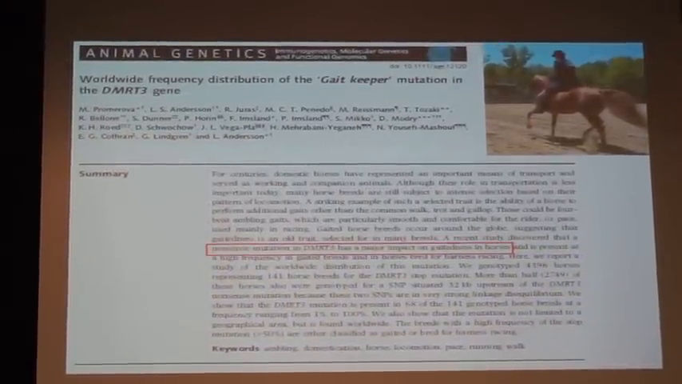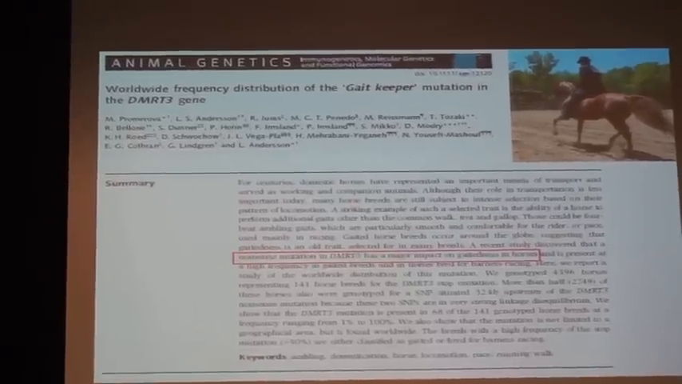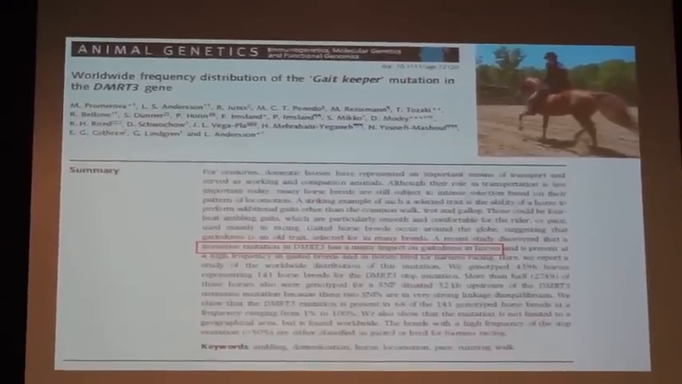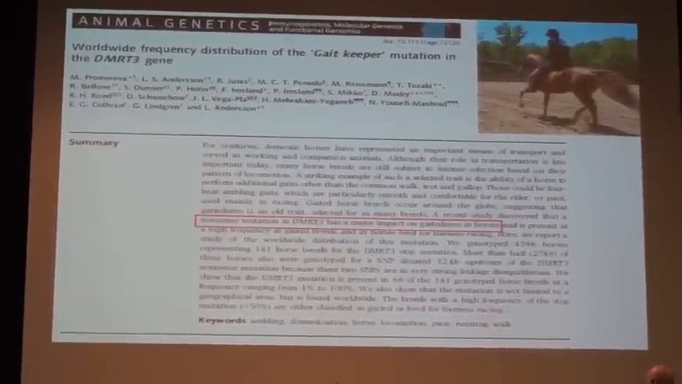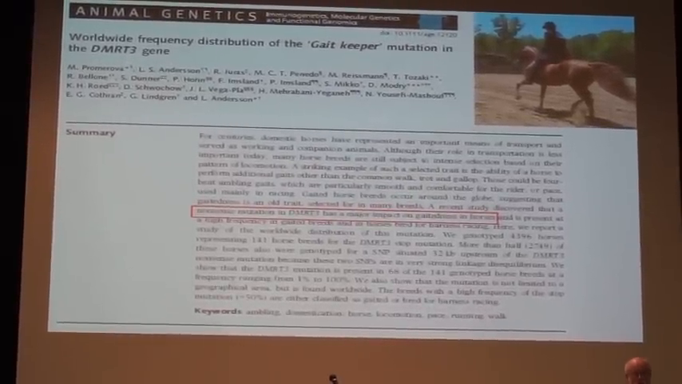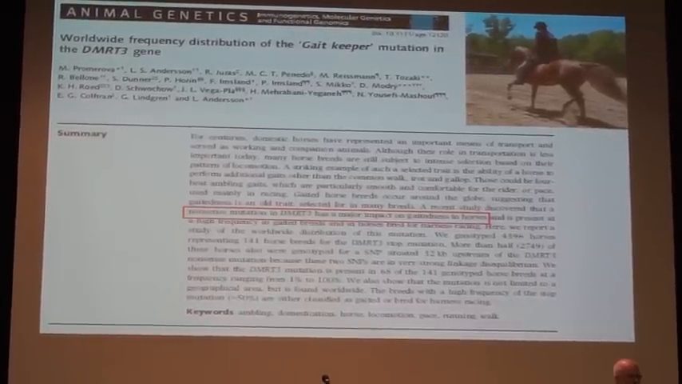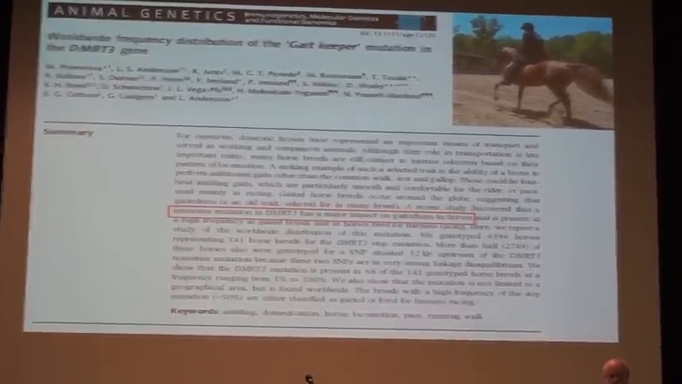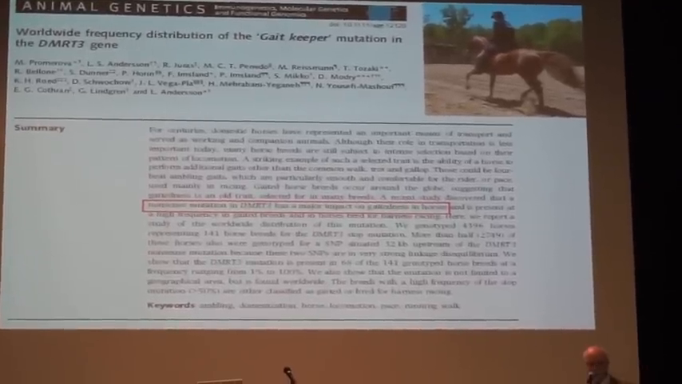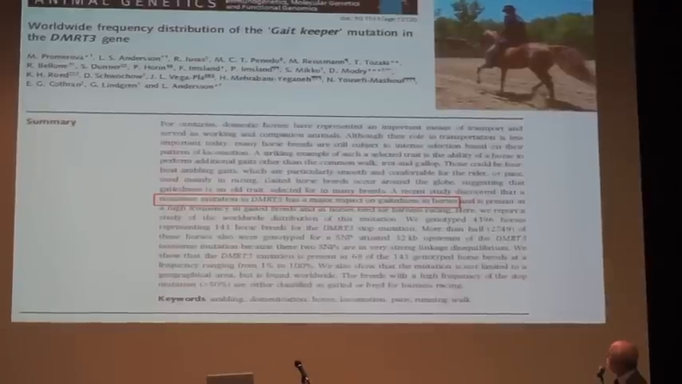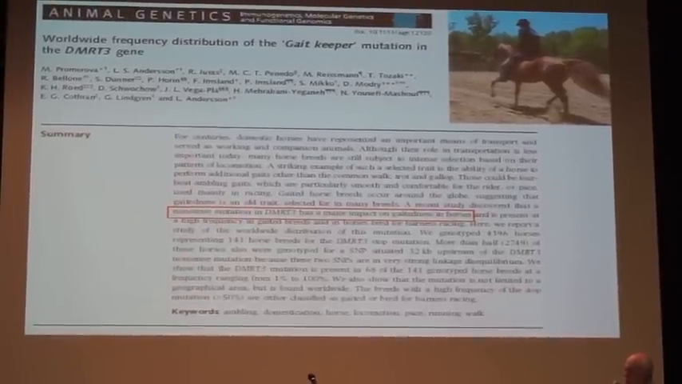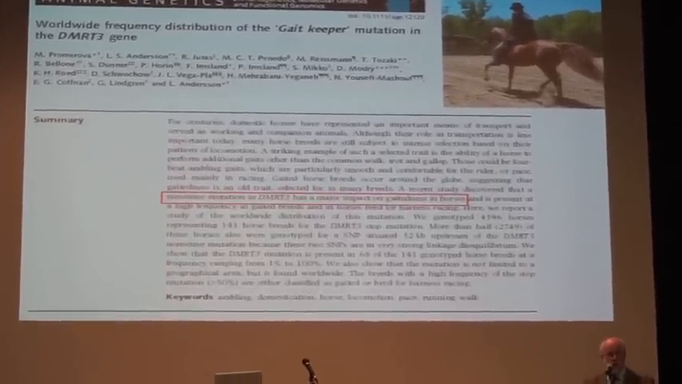And it's not just humans. With horses, there's a mutation called the gatekeeper mutation that allows horses to trot more smoothly. And that's favored by horse breeders. And they select the horses that have that trait and breed them. And it turns out that it's a nonsense mutation, which means essentially it breaks the gene.